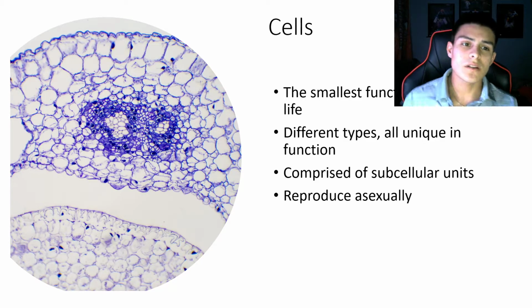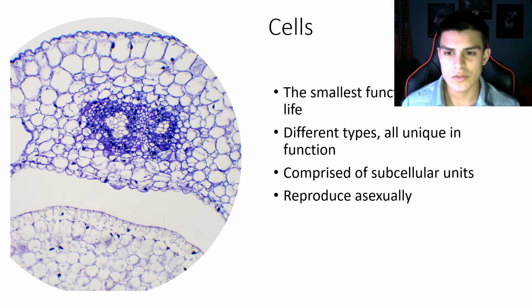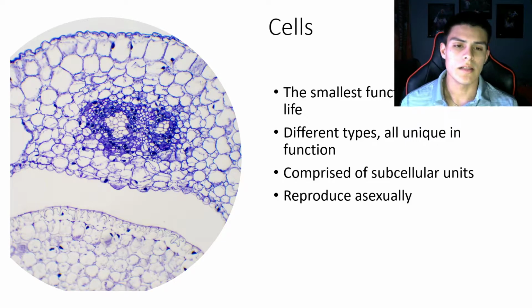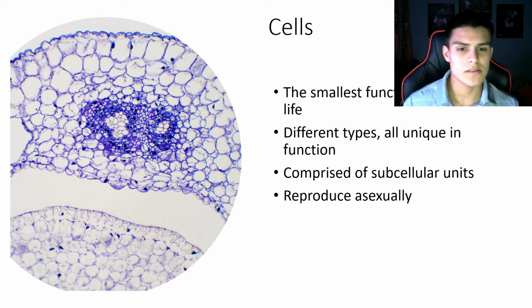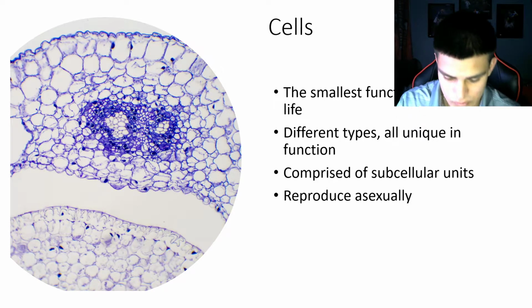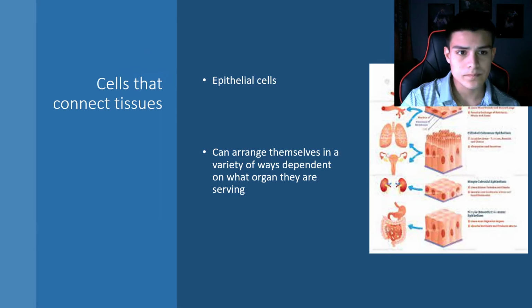Cells are the smallest functioning unit of life. They make up tissues, which make up organs, which make up the organ systems, which make up the human organism. There are different types. They're all unique in their functions. They all have different processes and functions that they carry out unique to themselves. They're comprised of subcellular units, and they reproduce asexually. Let's go ahead and get into the different types of cells.